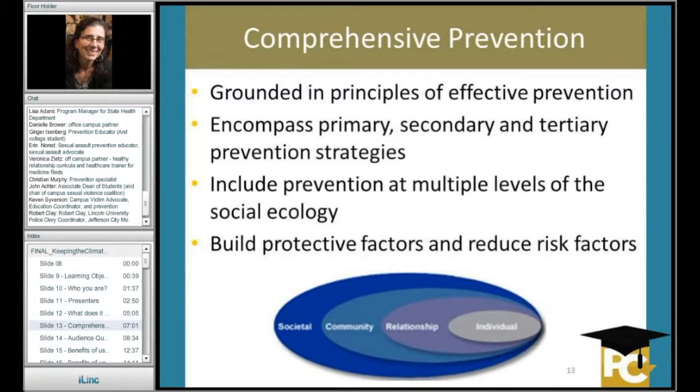So comprehensive prevention is grounded in the principles of effective prevention. So what we know works in prevention, and two important things are that our prevention work is driven by theory and that it's informed by data. Comprehensive prevention also encompasses primary, secondary, and tertiary prevention strategies. It's really important that our prevention occurs at multiple levels of the social ecology, and that we focus on building protective factors and reducing risk factors. And you can see the social ecological model on the screen.